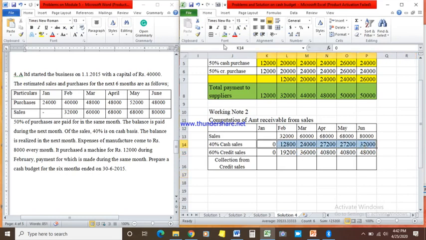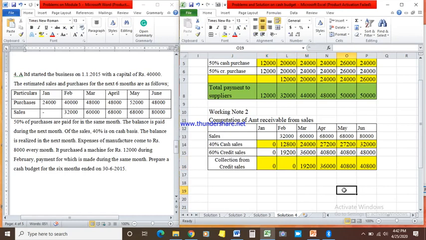So the cash sales amount is collected in the same month, whereas the credit sales amount is collected in the next month. So of the sales, 40% is cash, the balance is realized in the next month. So February credit sales amount is received in the month of March: 19,200, next comes 36,000, next 40,800, again 40,800. Now these figures are important for us while recording cash sales and collection from credit sales.